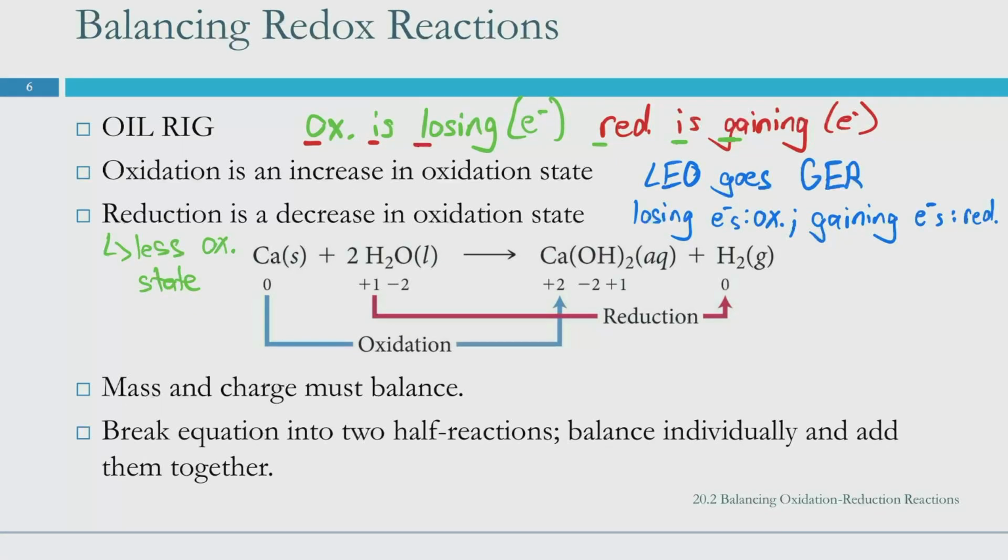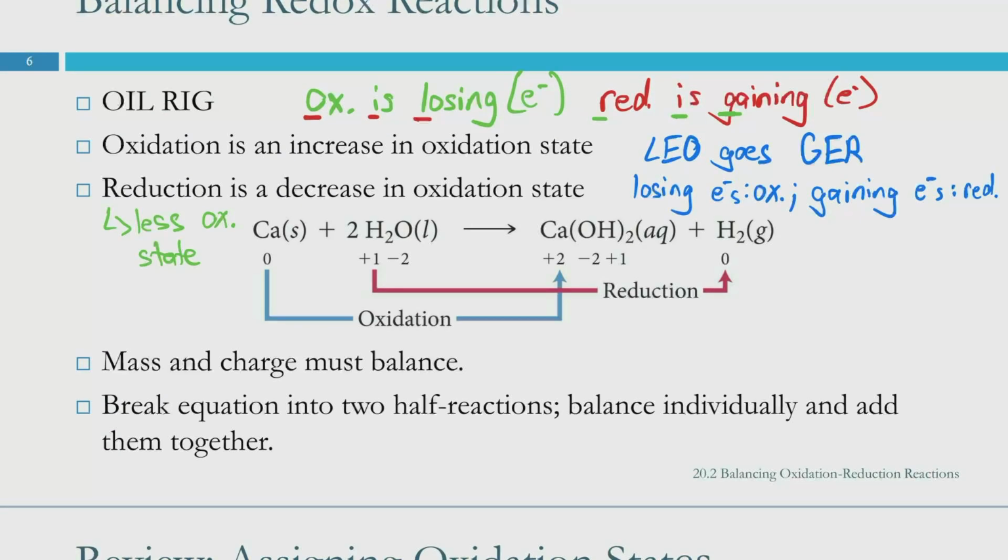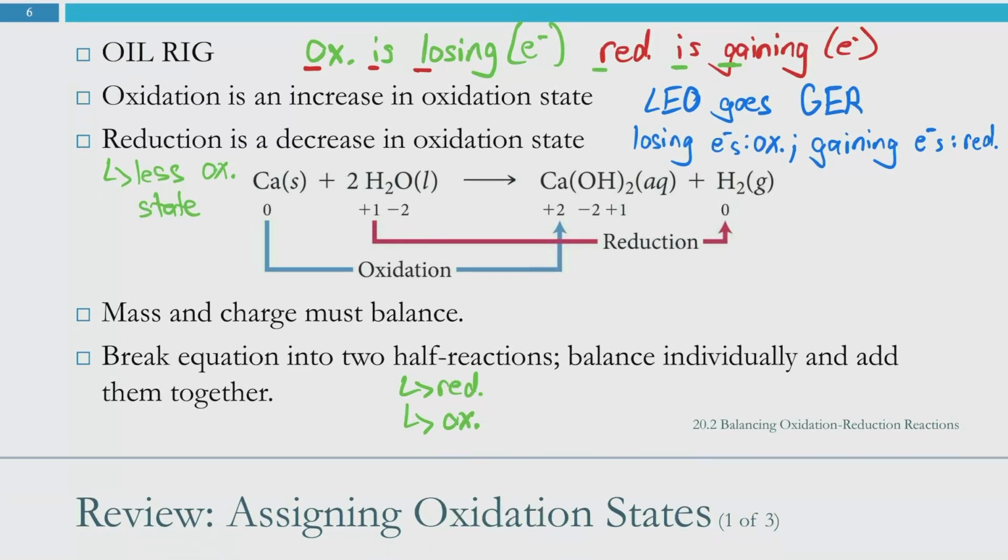Some important things that we have to do in redox reactions: not only do we have to balance the mass in terms of what elements are present, but we also have to balance the charge, and that's what makes it more difficult than balancing regular reactions. So our key for redox reactions, remember, we want to split our equation into two half reactions. We want a reduction half reaction and an oxidation half reaction. We'll balance those individually for charge and mass, and then combine them back together to get our whole redox reaction.